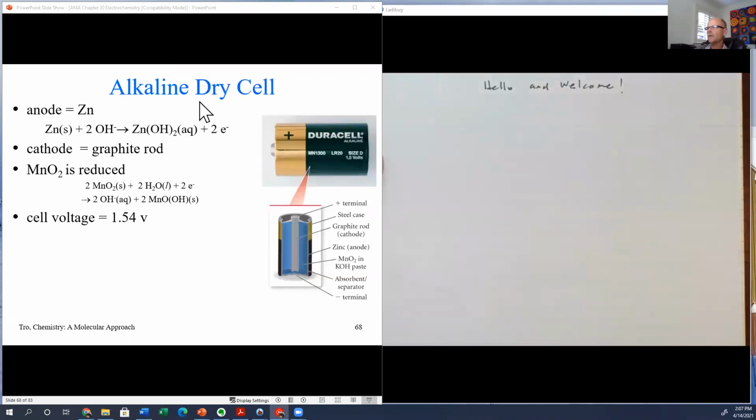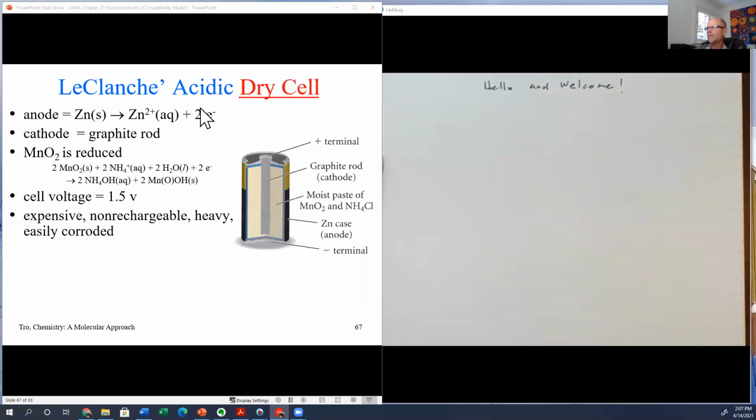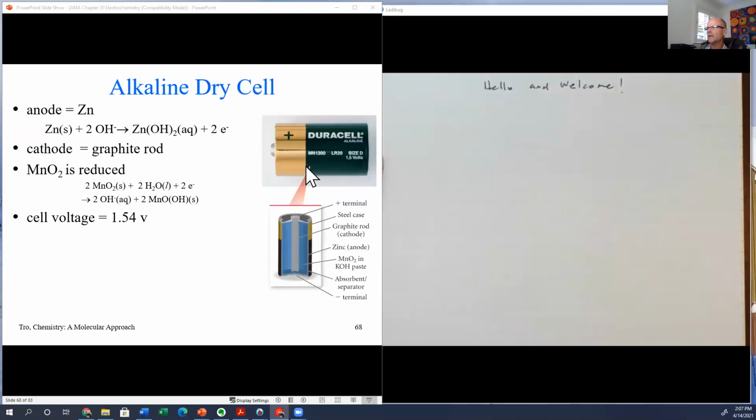The alkaline dry cell is just a bit of an upgrade from the acidic dry cell, usually a little more expensive. The only difference is that it runs in an alkaline environment, which is basic instead of acidic, and that allows the battery to have a longer shelf life. Now almost all the batteries we normally buy are alkaline. Again, zinc is oxidized via this half reaction, manganese 4 oxide is reduced, and you get a cell voltage of about 1.54 volts.